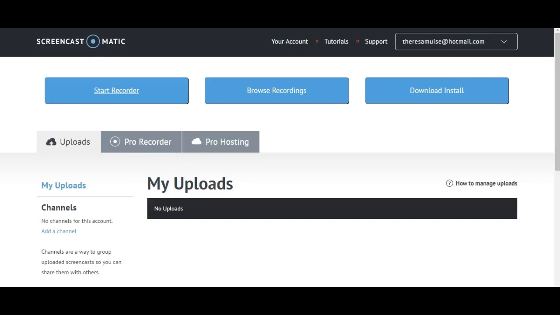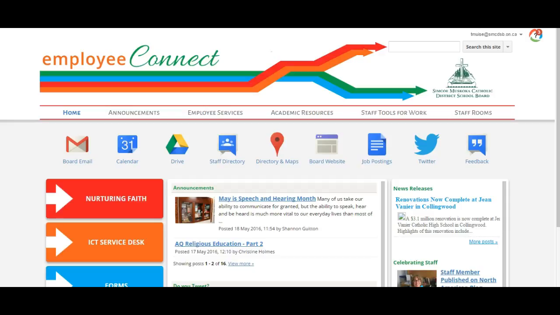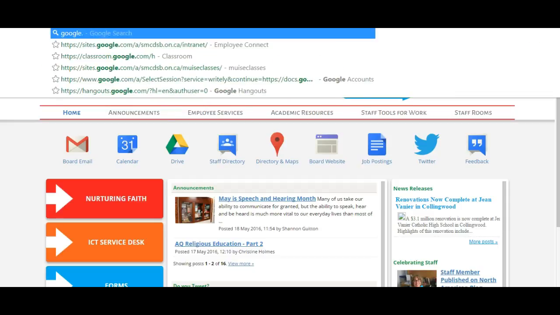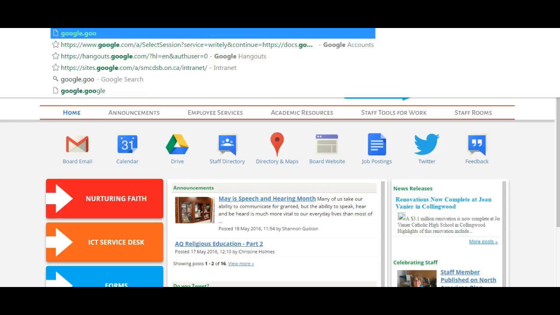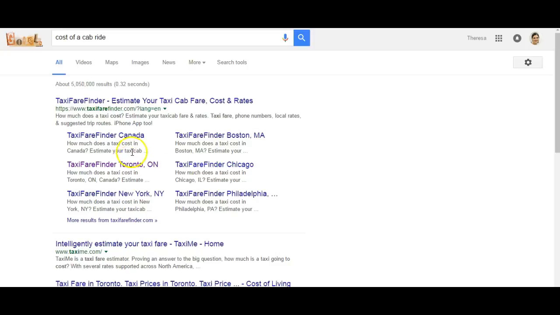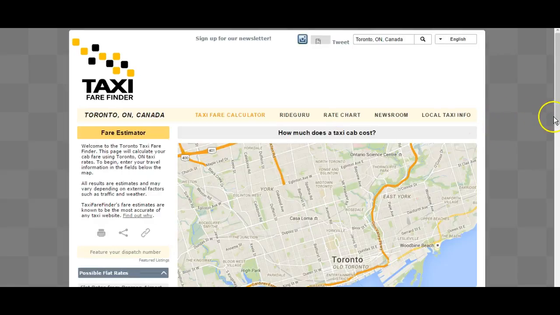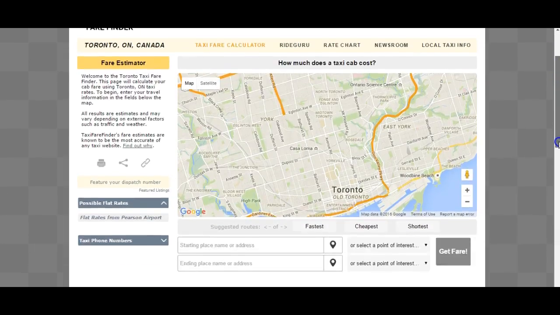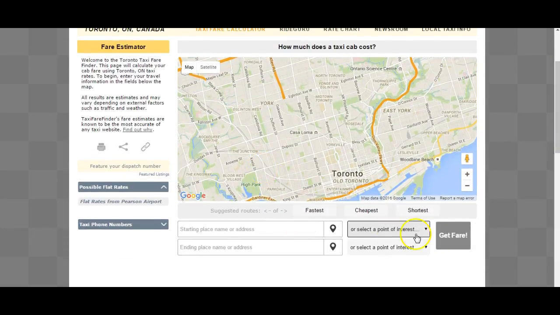I'm going to go to Google for just a second here, and I'm going to Google cost of a cab ride. I'll show you what I mean. So here's Taxi Fare Finder in Toronto. And if I know the destination and where I'm starting from, I can get the fare.